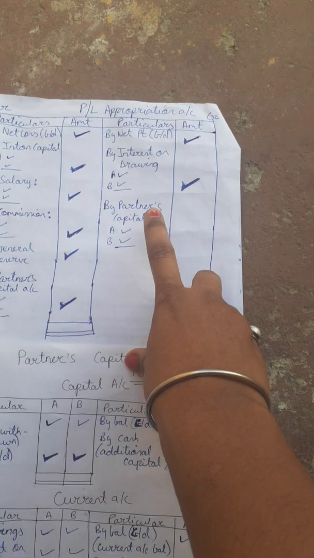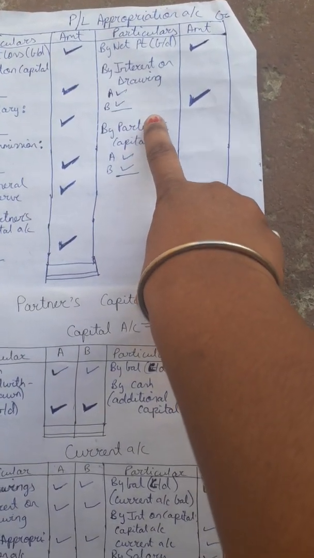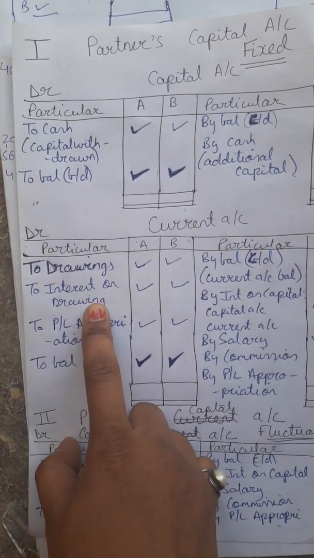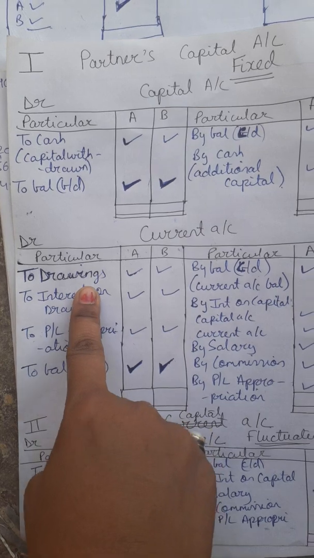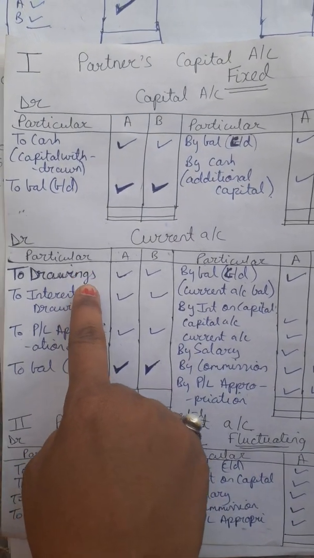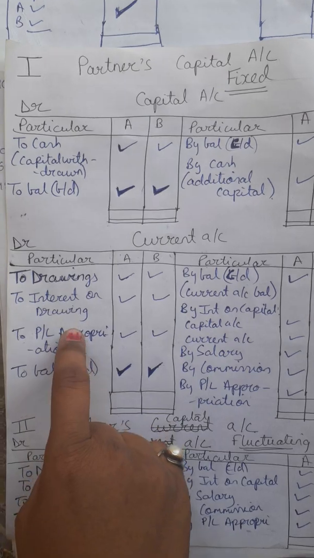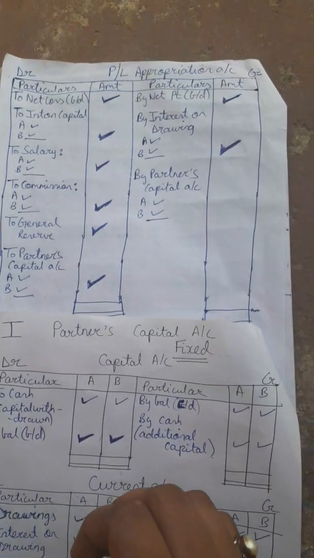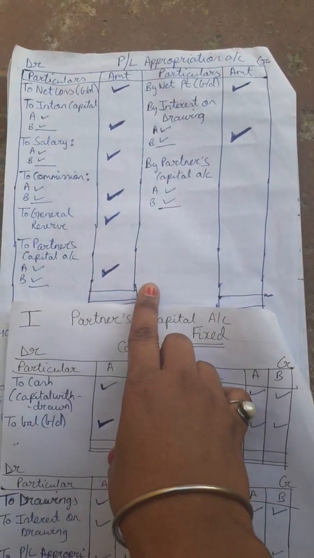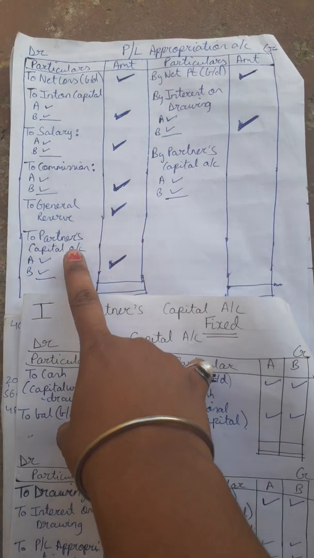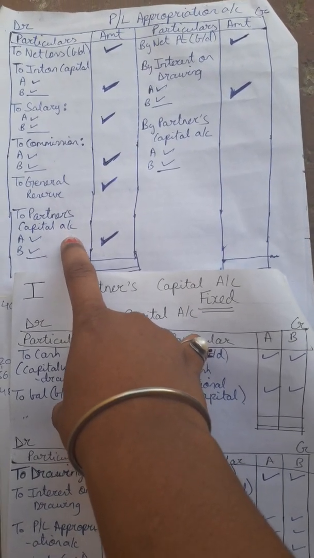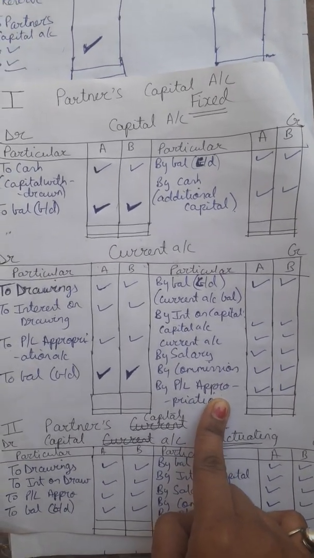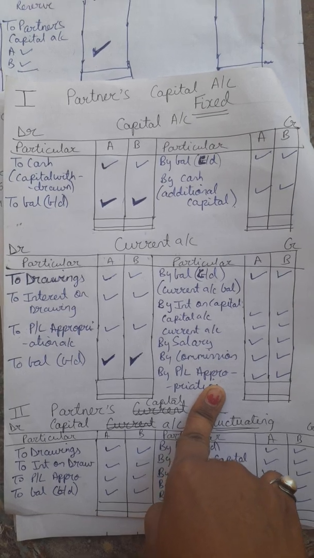Then in the P&L appropriation there was interest on drawings. This interest on drawings will come to the debit side of the current account, plus if the partner has withdrawn any amount, these drawings will also come under the debit side. So first drawings, then interest on drawings, and the difference of the P&L appropriation, the balance, will again be transferred to the current account, either on the debit side or on the credit side, and then you have to close the account.